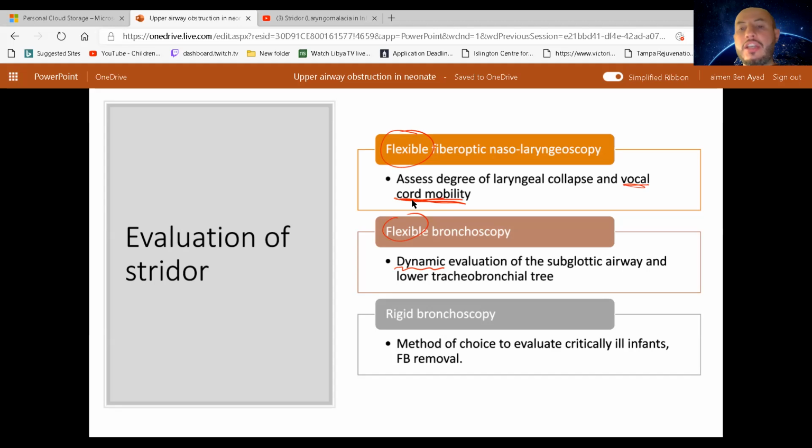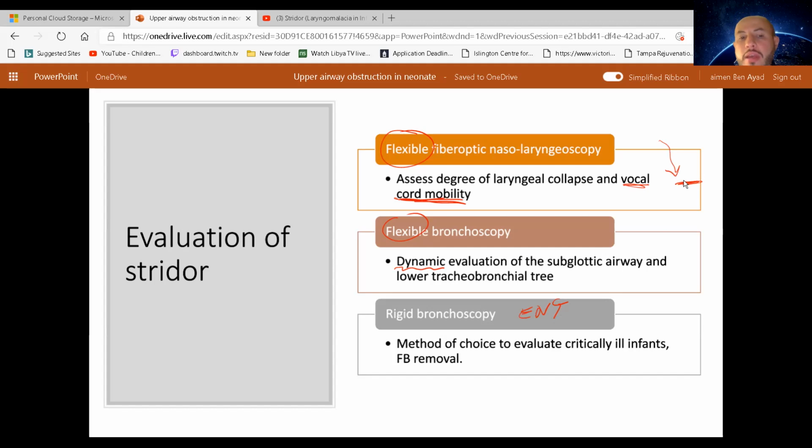Or in case the lesion is below the vocal cord, because with the laryngoscope you will only visualize up to the level of the vocal cord, anything above it. If you think there is something below the vocal cord, then you need to request either flex bronchoscopy or rigid bronchoscopy. Rigid bronchoscopy is mainly done by the ENT, versus the pulmonologist, who usually uses flex bronchoscopy.